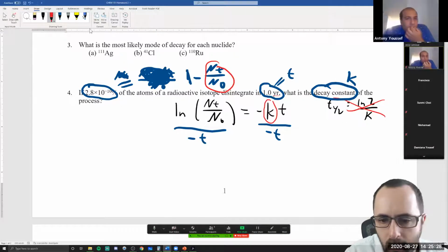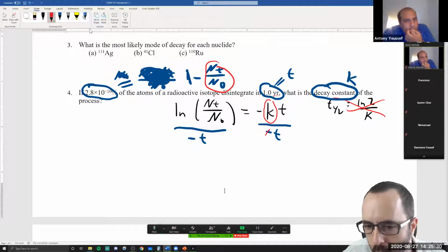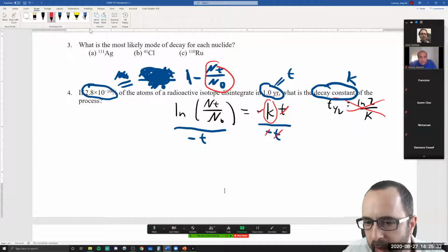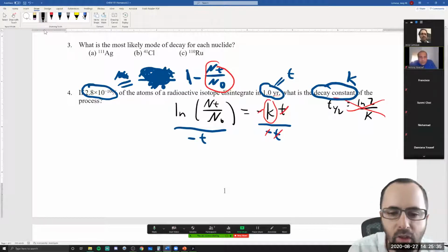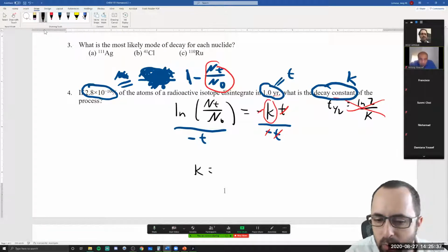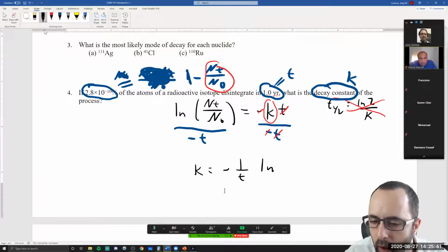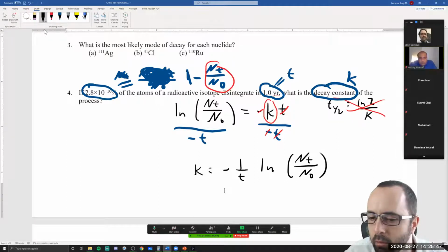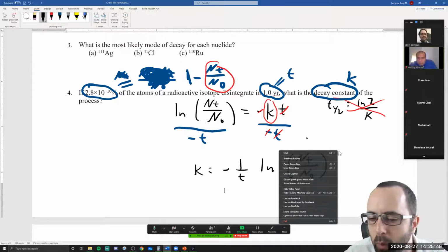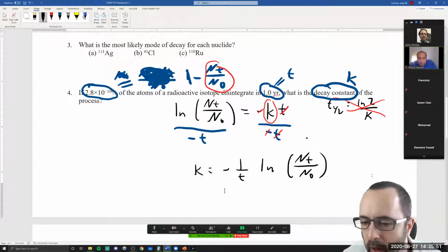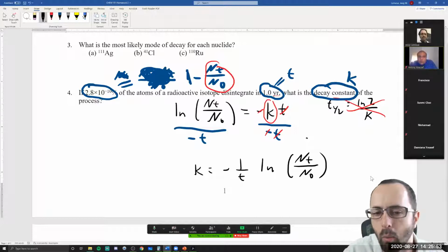Okay. So I'm solving for K. I'm going to cancel the negatives here and cancel the T's, and that leaves me just K. So K equals -1 over T times the natural log of the amount we have at time T over the initial amount. The problem is we were almost given that, but not quite. We were given 1 minus that, okay?